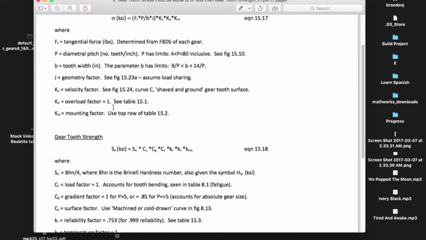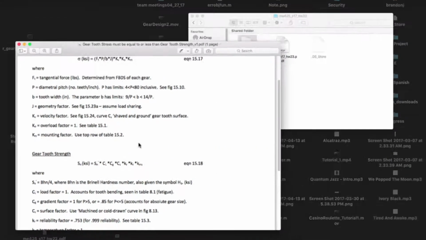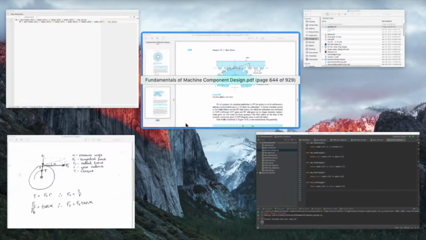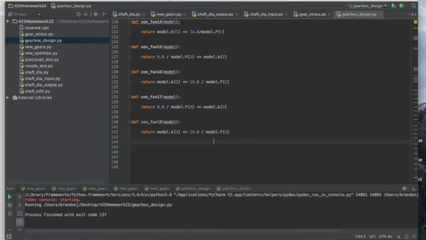Howdy, and welcome to the fourth video in the series on, you know what we're doing if you're watching this. Just kidding. This is reverted gear train design. In this video we're going to be covering more constraint functions, in particular the gear tooth stress constraints.